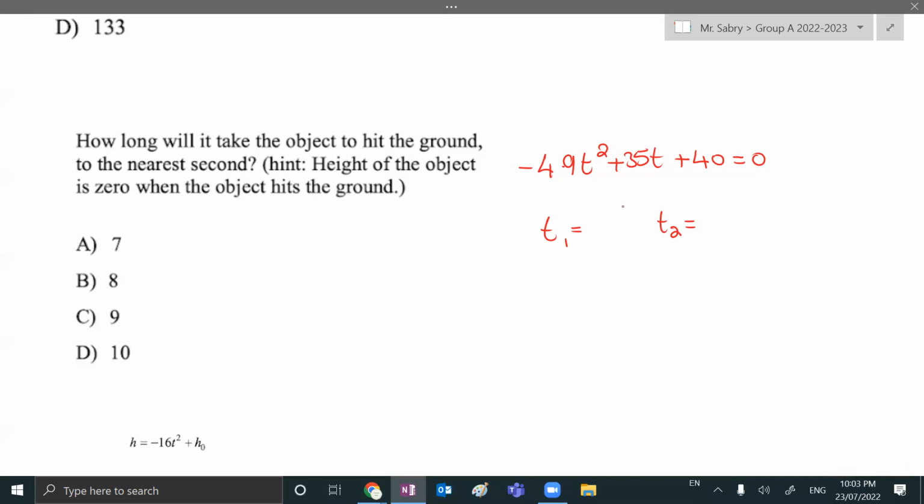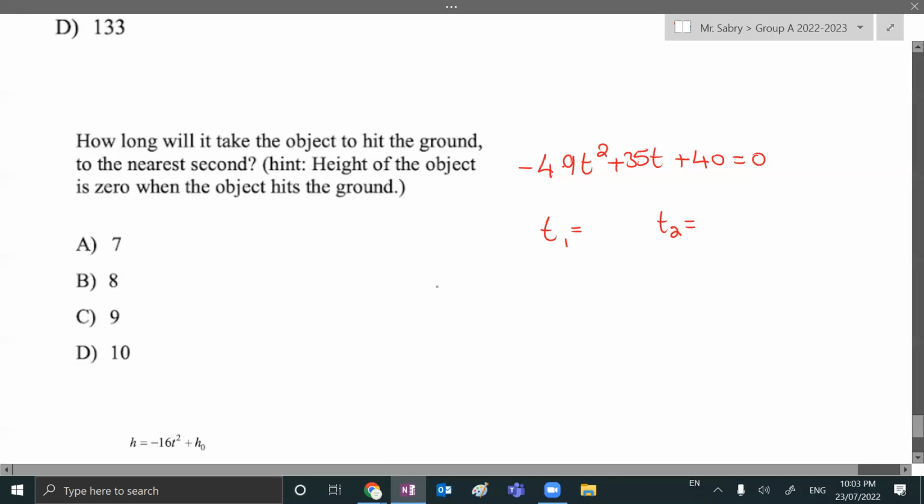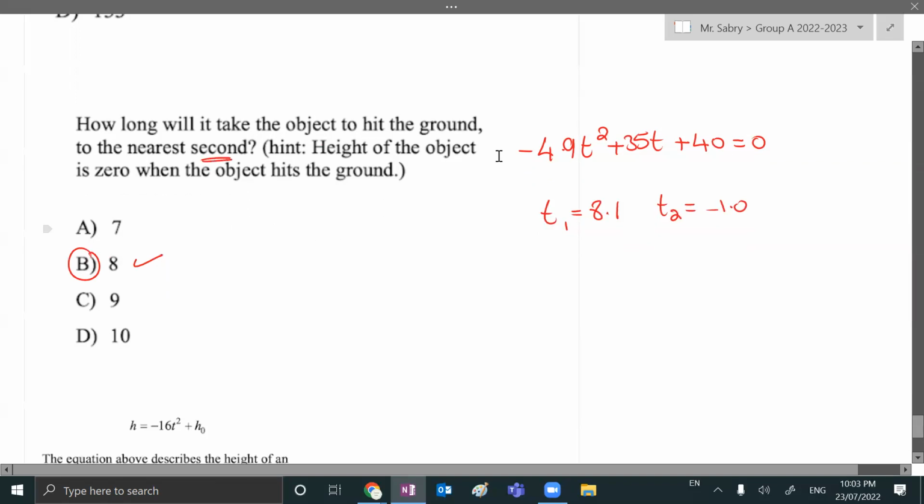One of them is 8.1, the other one is negative 1.0, so I'll definitely use the one that has the 8. Because it says here to the nearest second.